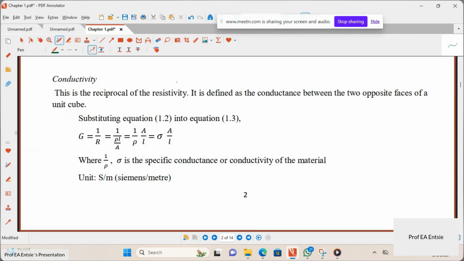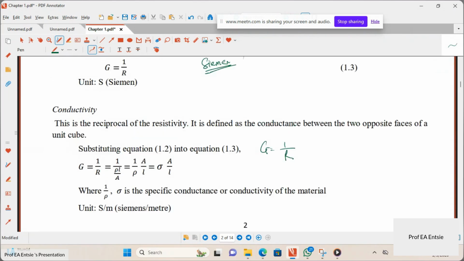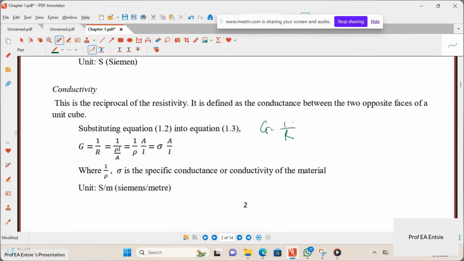Alright. So now we have a relationship here. So G is equal to 1 over R, where G is the conductance. I said it up here. So we know that R is also resistivity times length over A. So if you do this well, you get A over L times 1 over resistivity.